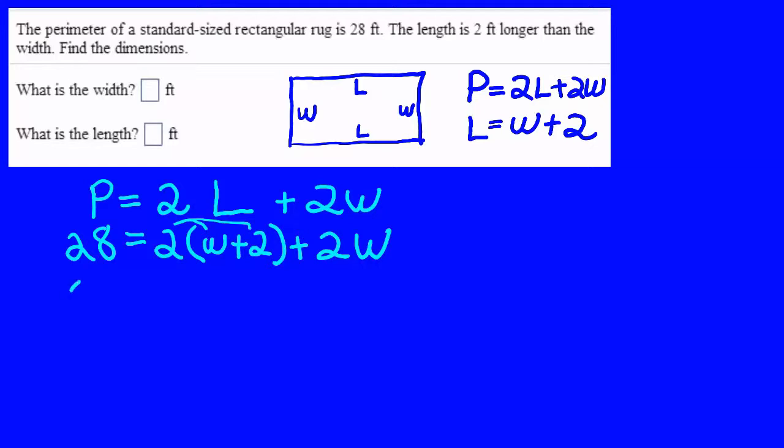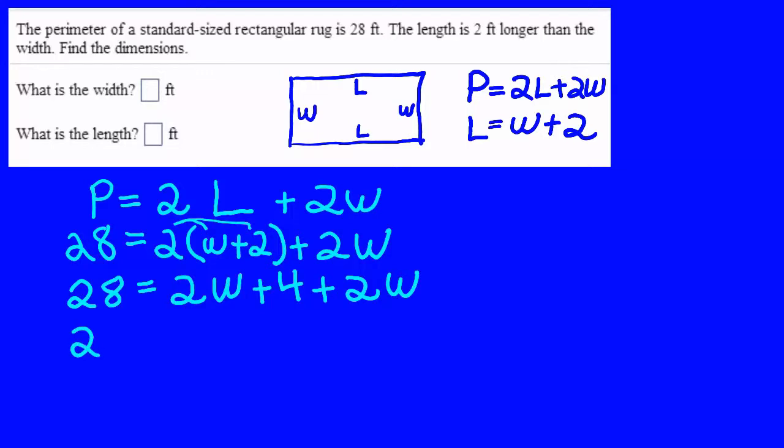Now I'm going to distribute because I have a number on the outside of the parentheses. 28 will equal 2W plus 2 times 2, which is 4. Plus the 2W at the end, which was not in the parentheses. So we'll have 28 equals 4W, because I'm going to add the 2W and the 2W together and bring down the plus 4.